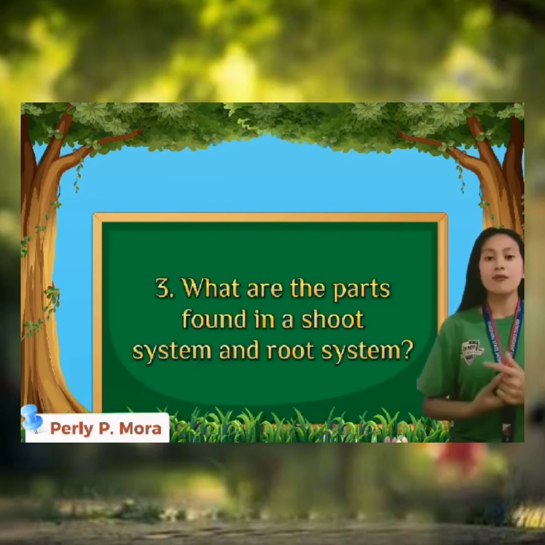Number 3. What are the parts found in a shoot system and root system? The parts that can be found in the shoot system are flower, leaf, fruit, and stem. And the parts that can be found in the root system are fibrous and taproot. A fibrous system has no dominant primary root, while a taproot system is composed of one primary root that makes secondary roots that branch off.